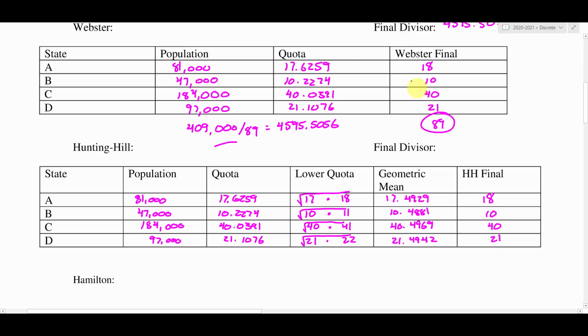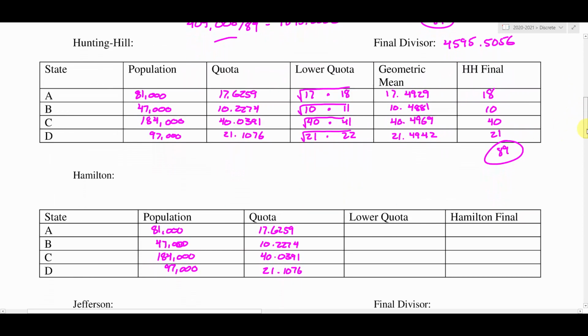And you'll notice that this is the exact same thing that we got with Webster, so this should add up to 89. And we got lucky again. We did not have to adjust our divisor, so we can just stick with the original divisor this time, which is 4595.5056. Now remember, you're not always going to get so lucky. If we ended up doing this apportionment and we got too many, like if we got 90, we would have to increase the divisor, but if we did not get enough, we would have to lower the divisor. So you have to figure out which direction you're going. We got lucky there again, we did not have to modify the divisor.